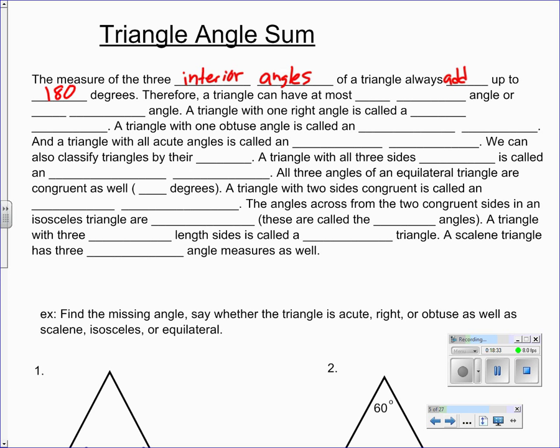This is called the triangle angle sum. We take the angles in a triangle, sum means add, we add them up, and we get 180 degrees. Since there are three angles, they have to equal 180 degrees. That means a triangle can have at most one right angle or one obtuse angle. If we had two of those, it would be over 180 degrees.